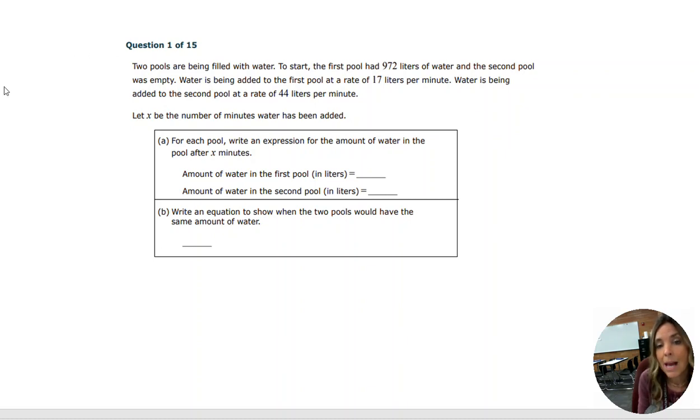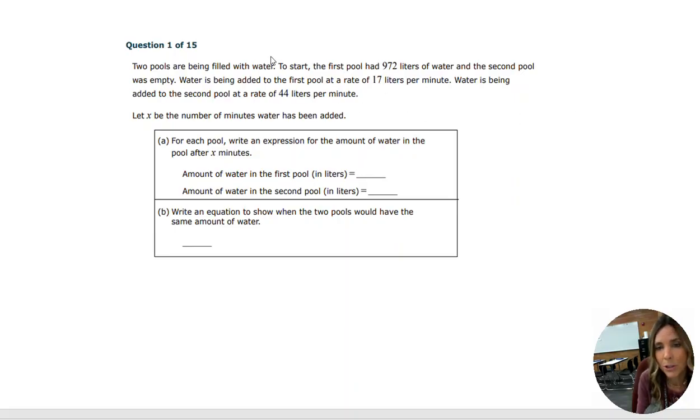So whenever you're doing a word problem, the very first thing you want to do is read for understanding. You want to make sure that you really know what's happening in the situation. After you know that, the next thing you want to do is figure out what you're being asked or what task you're being asked to accomplish. So let's just start with reading for understanding.